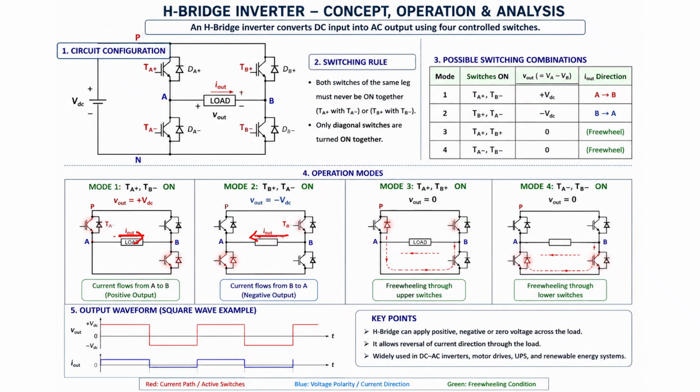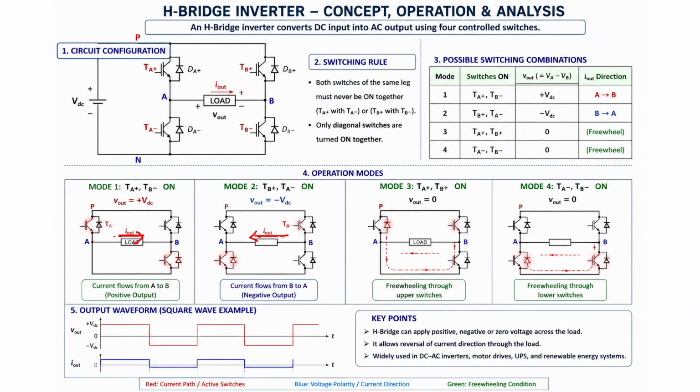And in mode 3, the upper two switches are on. When the upper two switches are on, there is no chance of any current flowing from the source. There will be freewheeling through the upper switches. And if the lower switches are on, again there is freewheeling through the lower switches. There is no voltage across the load. So the output voltage waveform is plus VDC, minus VDC, plus VDC, minus VDC. This is the pattern of the output voltage.